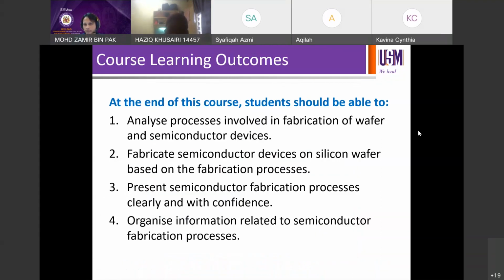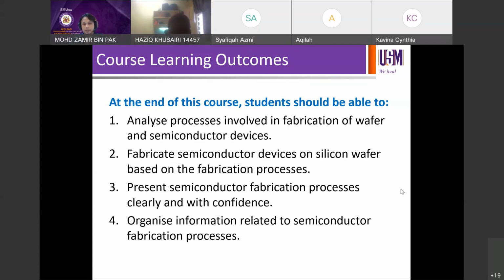So just now it was a brief introduction to get you to the topic. If you look at the course learning outcomes, by the end of this course, you should be able to, look at the verb there. We have 4 course learning outcomes. You're expected to analyze processes involved in fabrication of wafer and semiconductor devices. So analyze processes involved. You should be able to not only understand, but analyze, compare, see what's the difference, which process to use when, and why is it so, and stuff like that, right? So that's the first one.